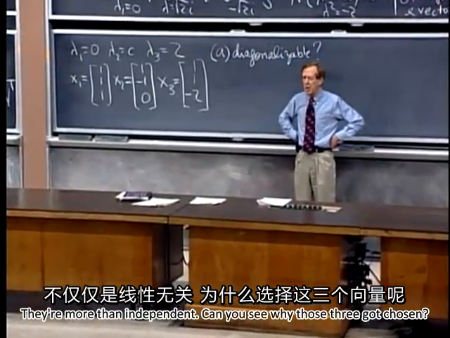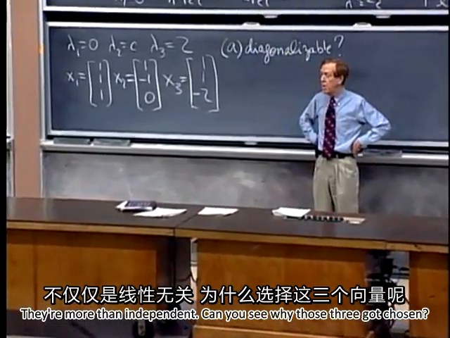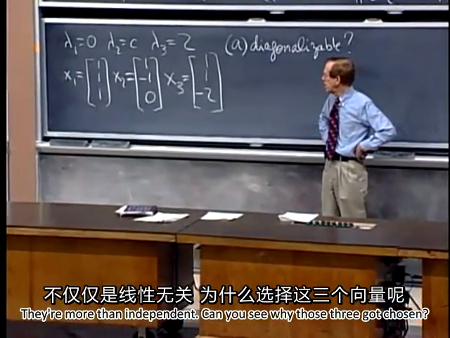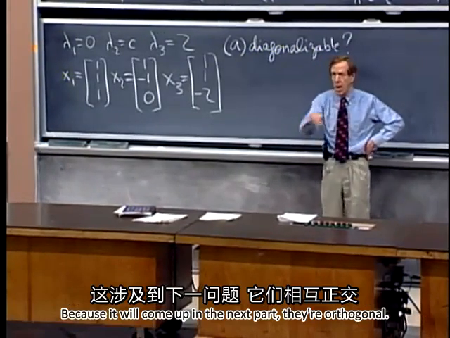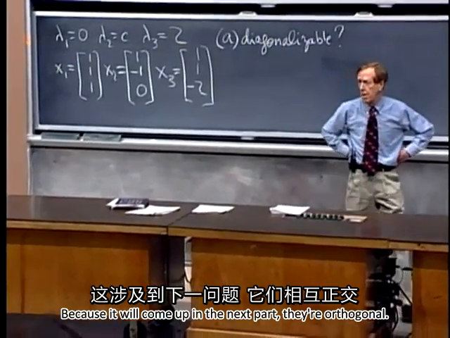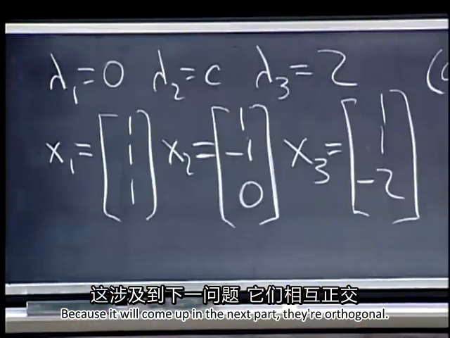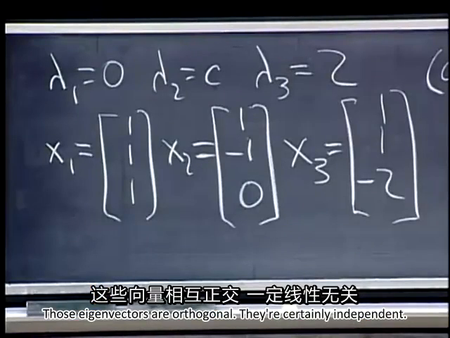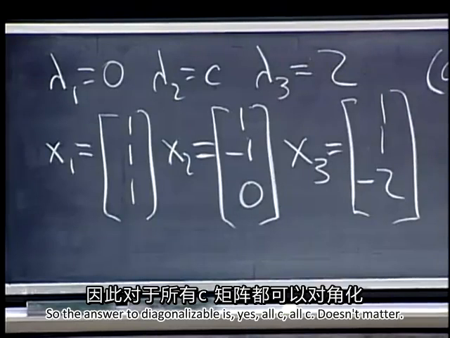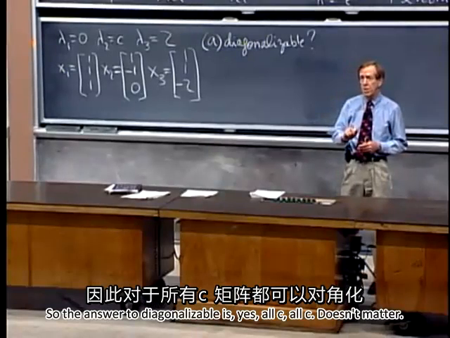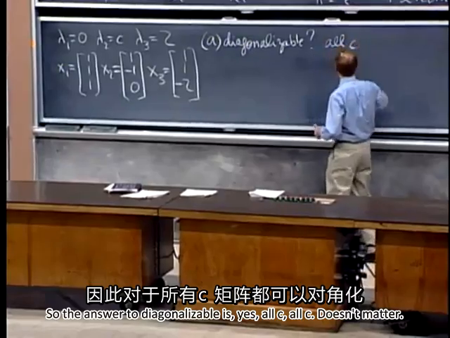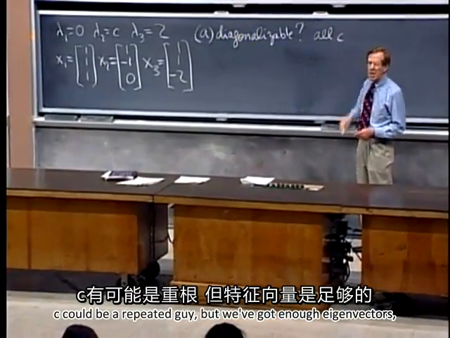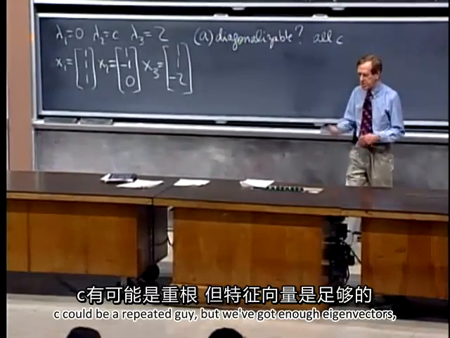They're more than independent. Can you see why those three got chosen, because it'll come up in the next parts. They're orthogonal. Those eigenvectors are orthogonal. They're certainly independent. So the answer to diagonalizable is yes, all C. Doesn't matter. C could be a repeated guy, but we've got enough eigenvectors, so that's what we care about.